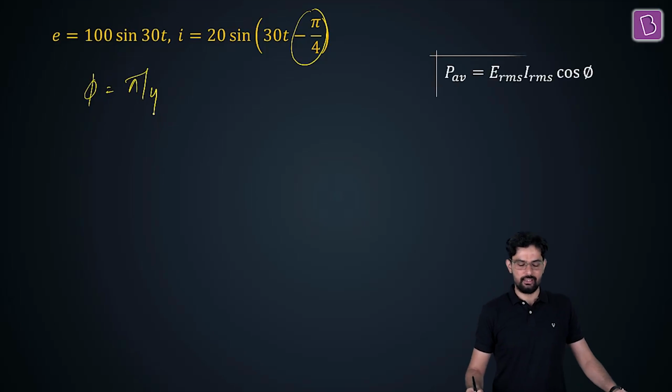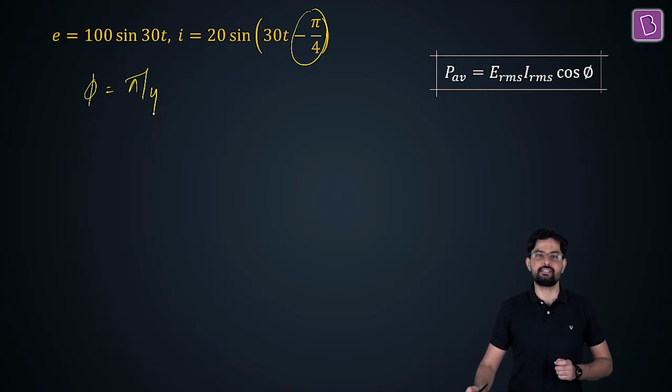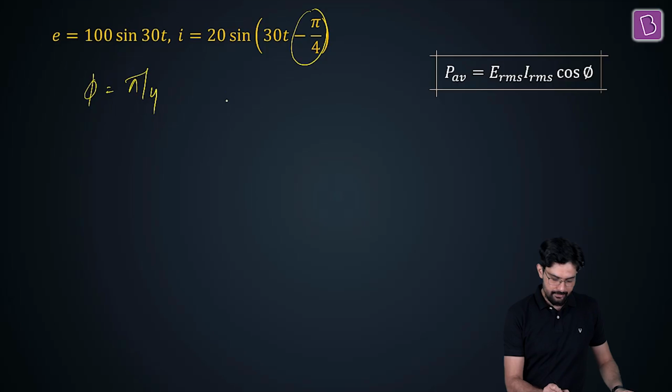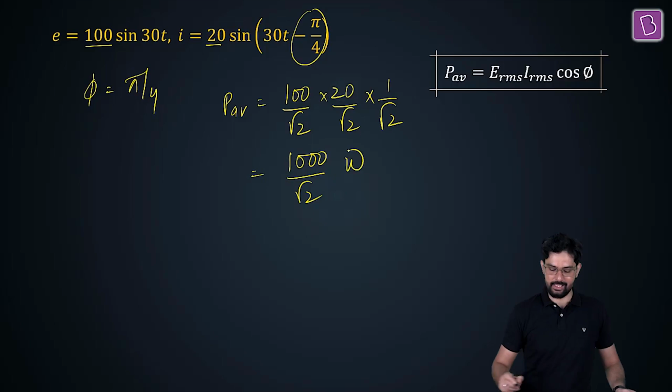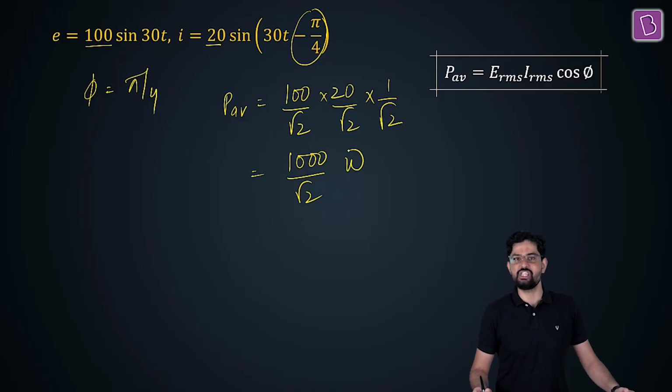And we know that the average power consumed is E RMS, I RMS cos of phi. Let's quickly apply this. So the average power consumed by the circuit is going to be equal to E RMS, that is E naught by root 2, into I RMS, which is I naught by root 2, into cos of 45 degree, and this gives me 1000 by root 2 watt as the average power consumed in each cycle.